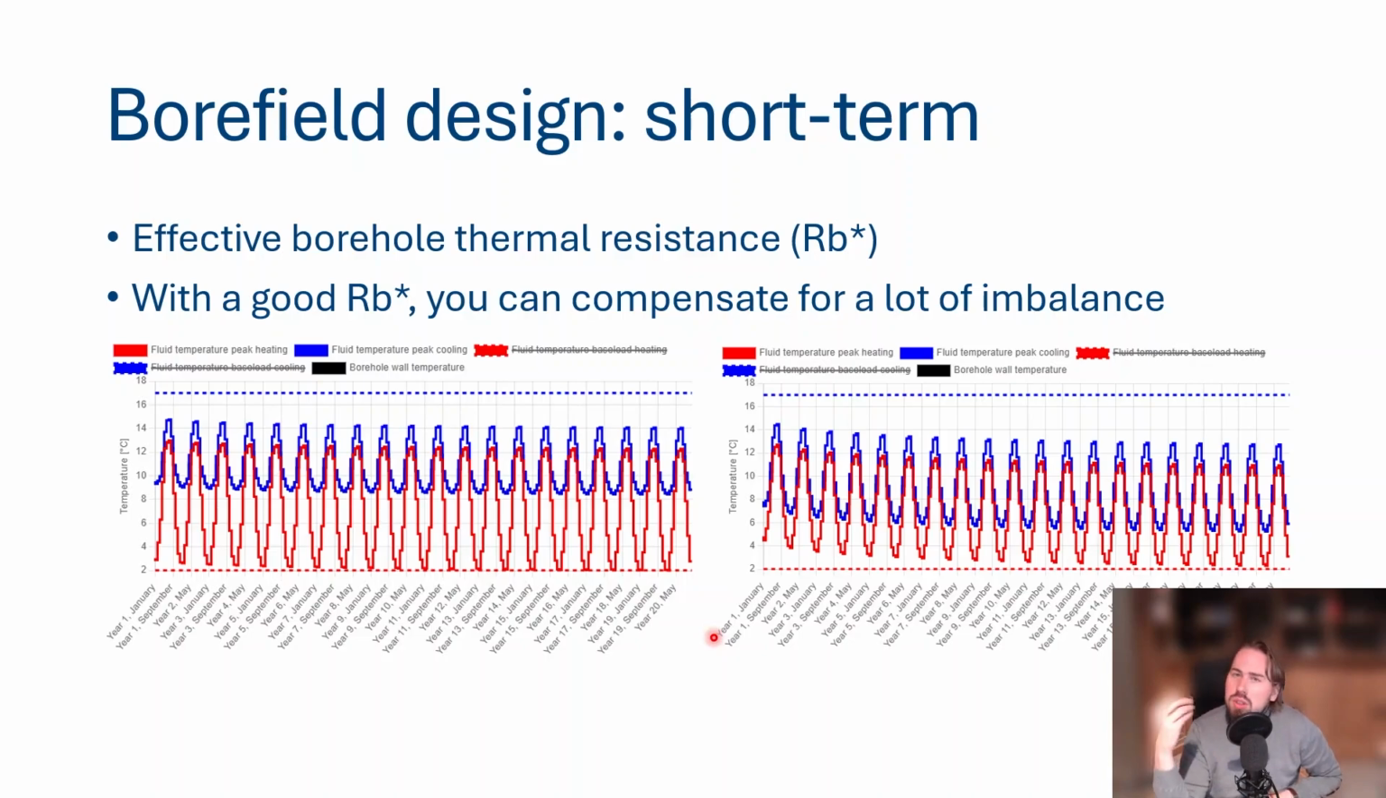Now if we would make our borehole resistance better by decreasing its value, which you can see on the right, it's the same design, but now our borehole resistance causes only a temperature difference of 4 degrees. So we have way more space, let's say, for imbalance. So the lower the borehole resistance, the more imbalance our borefield can actually take, because it's easier to exchange the energy with the ground. So that's why we also care about the short-term effect here.